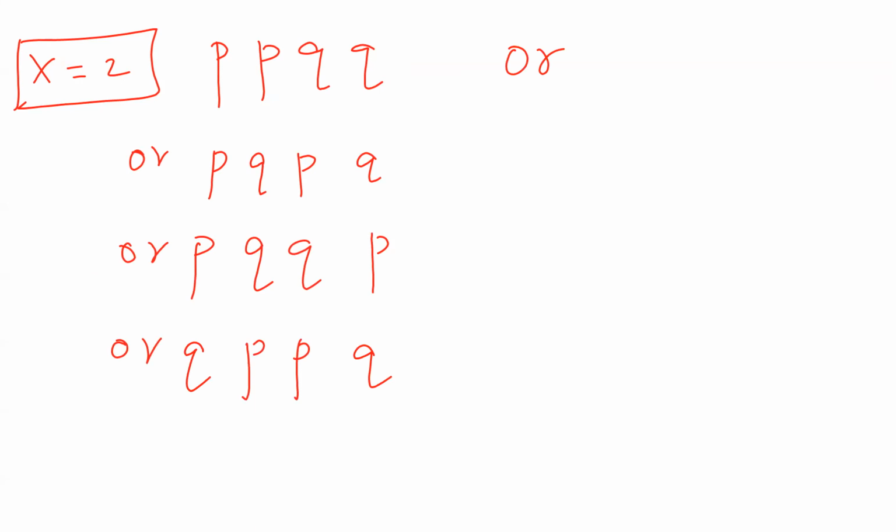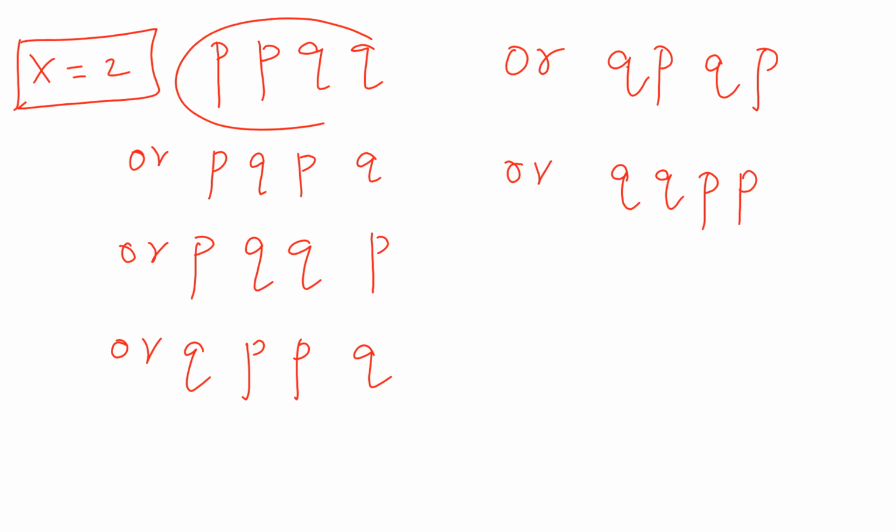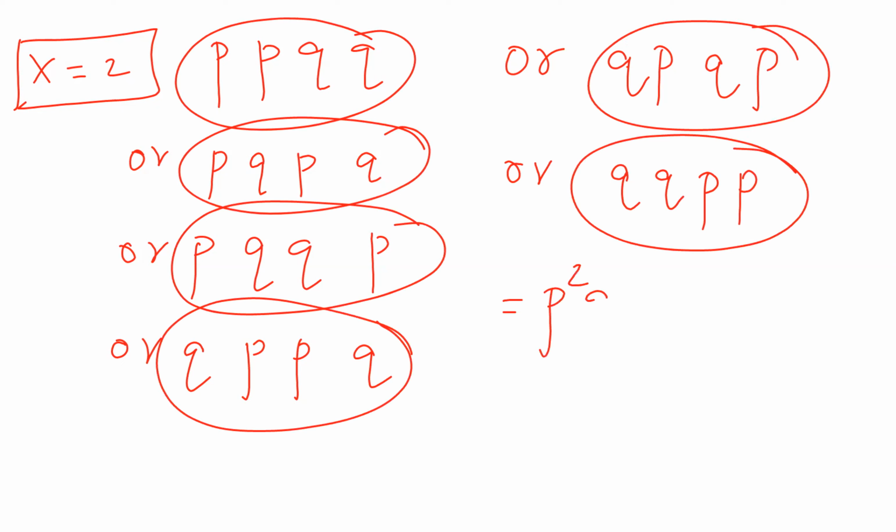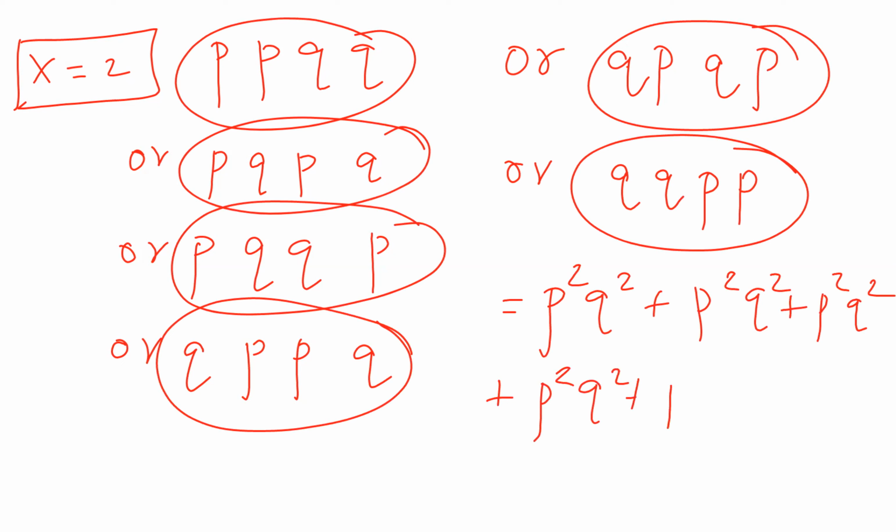Or second and last will be defective, first and third will be non-defective. Or, okay, I think there is one more case left. Last two will be defective, and first and second will be non-defective. So see, everywhere you are having P square Q square. Okay, two P's and two Q's. Everywhere P square Q square, P square Q square, P square Q square. So this will be 6 times P square into Q square.